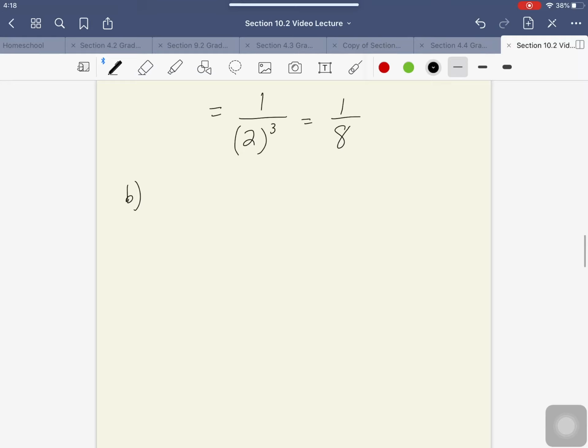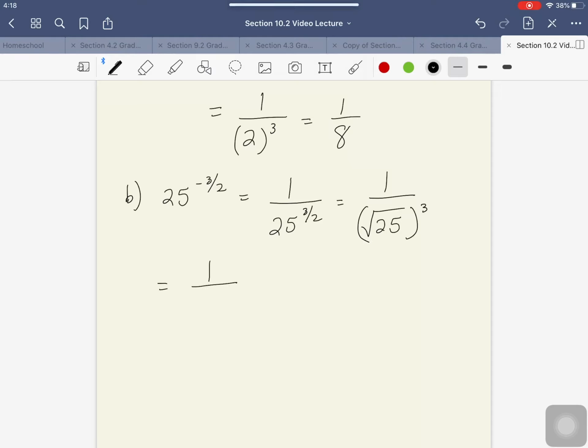Let's try another one. 25 to the -3/2 power. So first we're going to rewrite it as 1 over 25 to the +3/2 power. And that would be 1 over the square root of 25, and then you're going to take that value and cube it. So the square root of 25 is 5, so that would be 1 over 125.